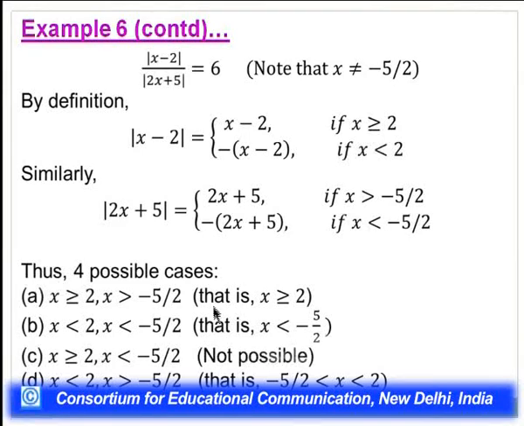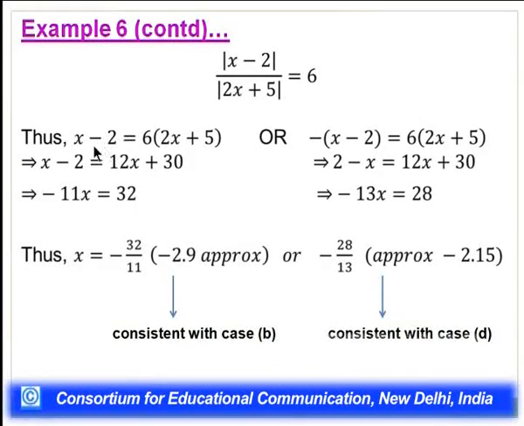Now, if you look at the first two cases, they give rise to a situation where both the absolute value expressions will have the same sign. So in the first case, both the absolute value expressions will be positive, and in the second case, both the absolute value expressions in the numerator and denominator are negative. So basically the negatives will cancel out. And this then gives you the equation which I have here on the left: x minus 2 is equal to 6 times 2x plus 5.